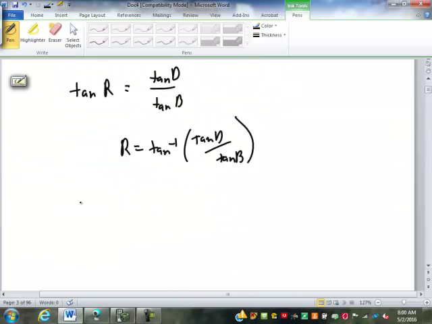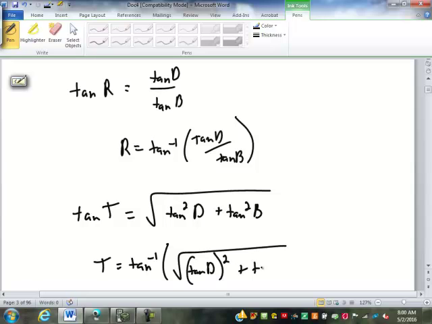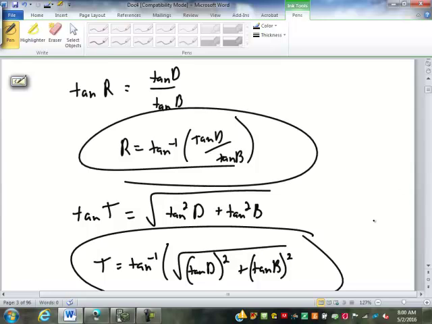Then it tells you that tangent of angle T is the square root of tangent squared of D plus tangent squared of B. So technically T is the inverse tangent of the square root of tangent of angle D squared plus tangent of angle B squared. Is what that's saying. But again, I don't like memorizing formulas.